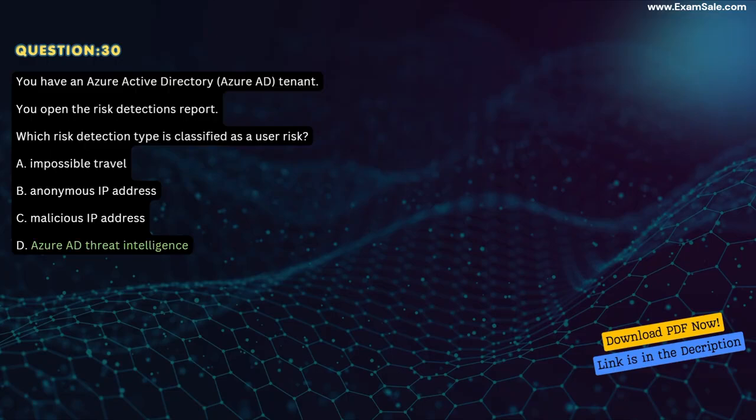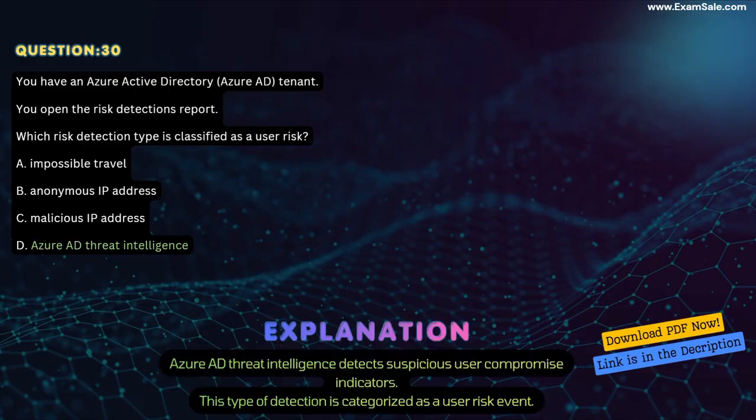Azure AD Threat Intelligence. Explanation: Azure AD Threat Intelligence detects suspicious user compromise indicators. This type of detection is categorized as a user risk event.